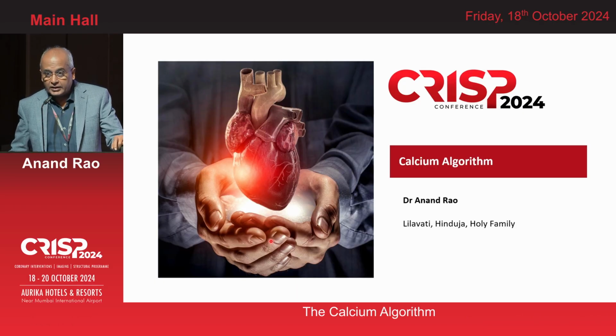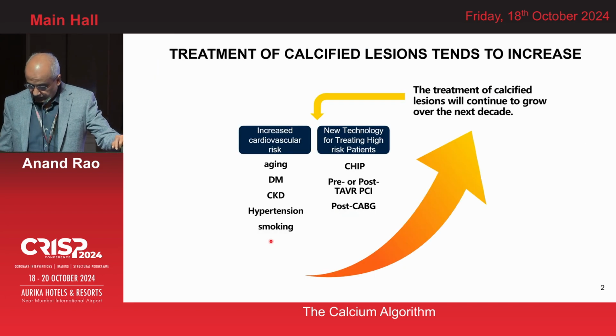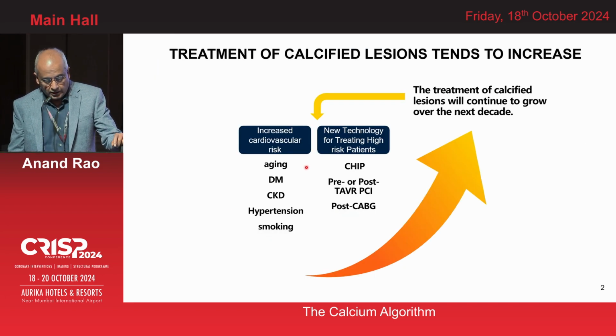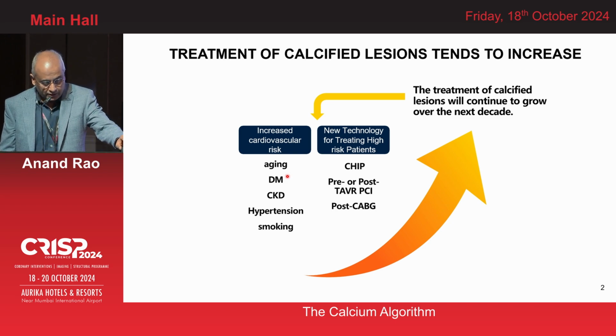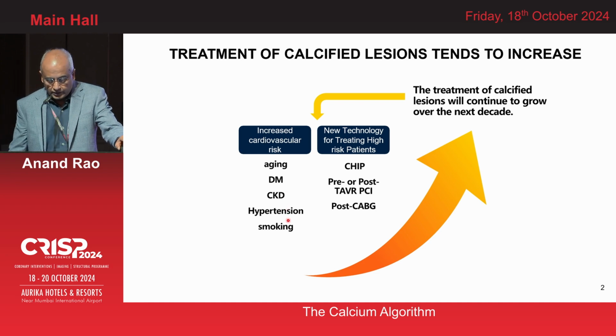So most of my slides will be repetition from previous speakers, but why do you need calcified lesions to be treated and be aggressive upon it? First of all, we don't know. Many of the patients ask us why is this calcium there in my blood vessels? So we don't have any answers, but I think aging, diabetes, chronic renal disease, hypertension, smoking gives rise to increased calcium. That's what the data says.